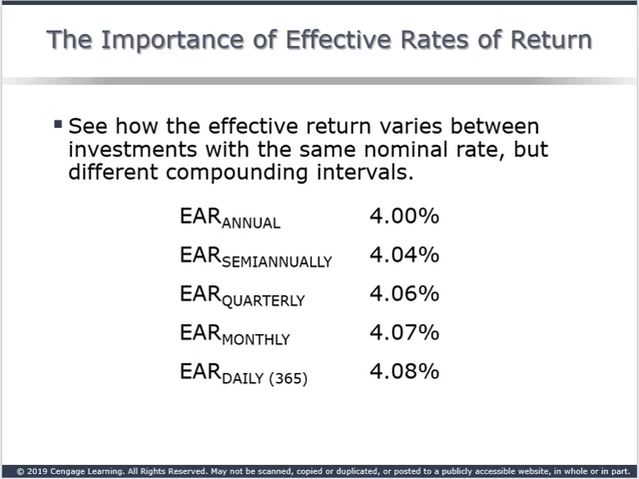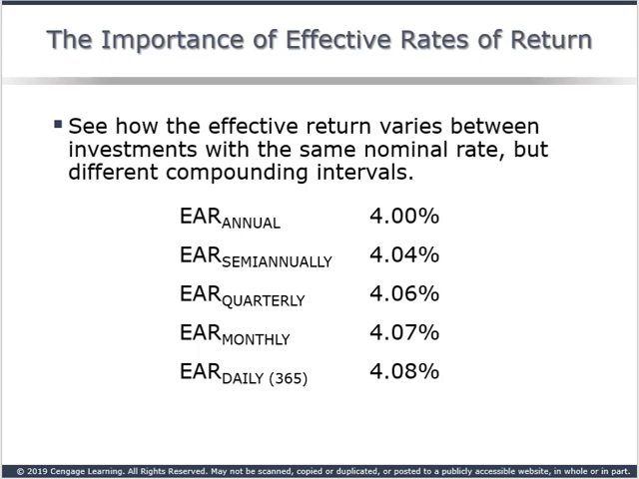Just to illustrate the importance of this effective rate, we see that as the compounding periods become more frequent, going from an annual rate to a semi-annual down to daily, and a lot of banks do compound daily, we see that there are those fractions of a percent more. And so, again, with large sums of money, every component within the interest rate makes a difference.